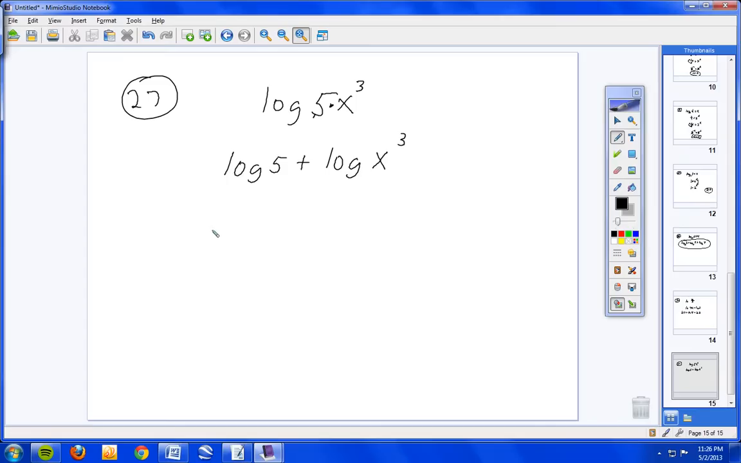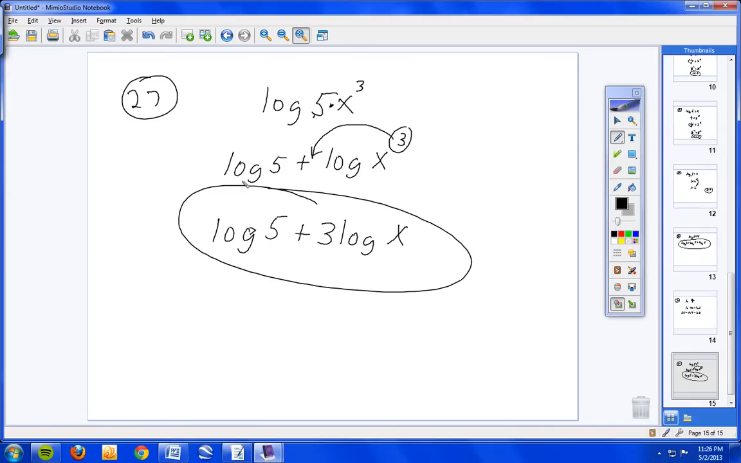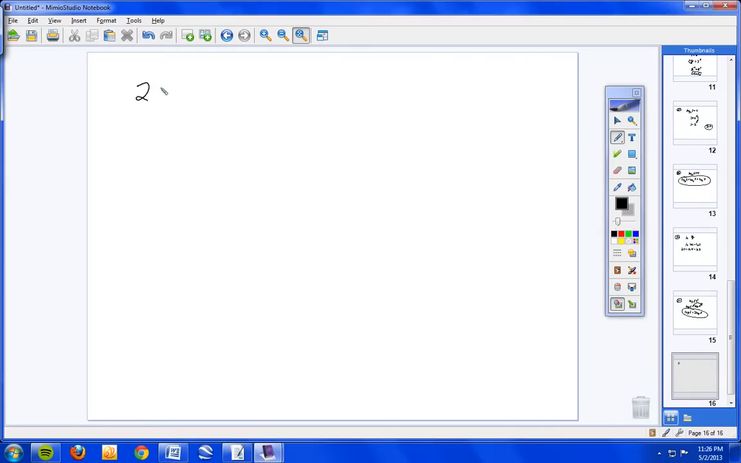Then I taught you something else. Whenever there's an exponent in the argument, like there is right here, x to the 3rd power, you can move that exponent to the front of the log. So 3 log x. Okay? Now it's been a while since we've done that, but we did learn that in class. All right, let's take a look at number 29.